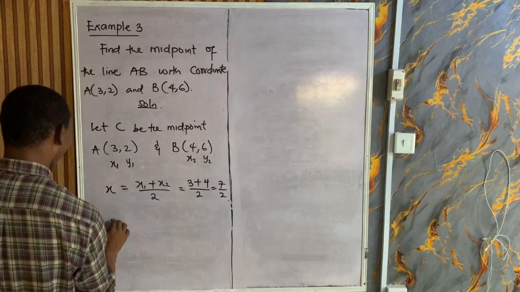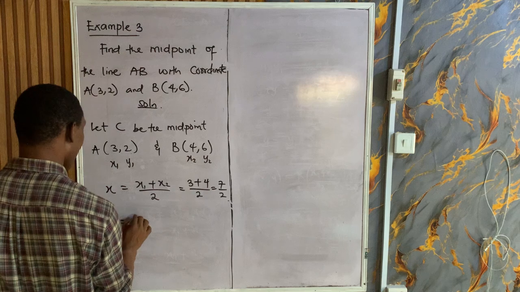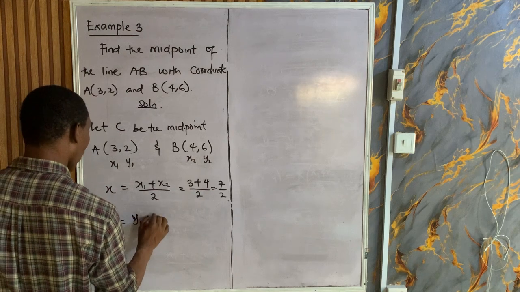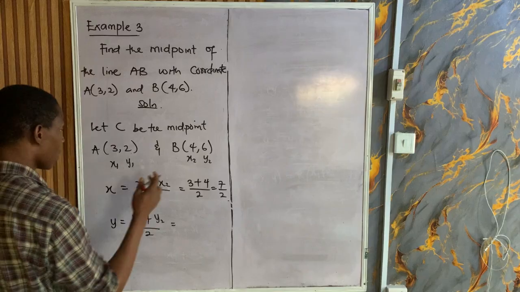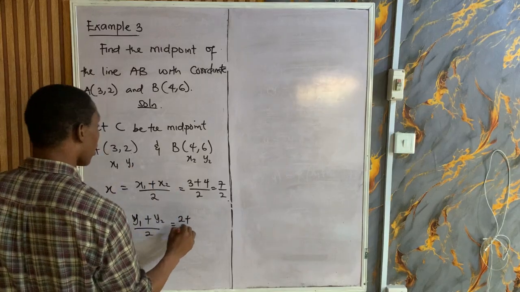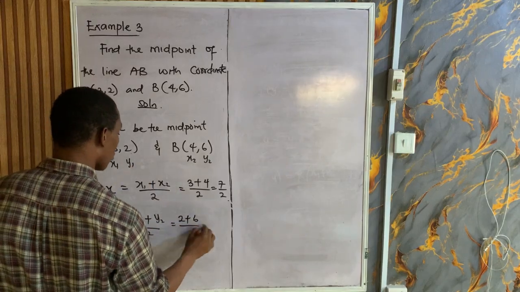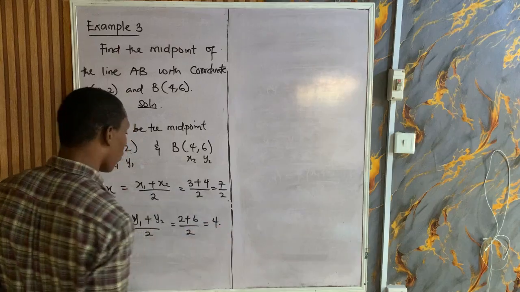And then we have our y, which is y1 plus y2 over 2. And that will give us y1, 2 plus y2, 6 over 2. And this is simply 4.